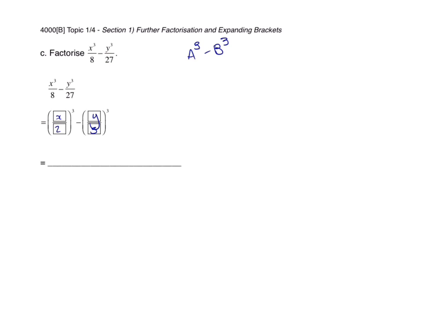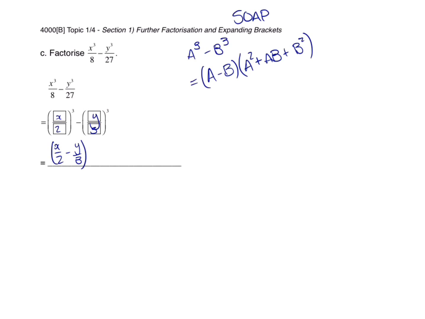And then we just do the same thing again. So this will be a minus b, because same, opposite, always positive. A squared plus ab, remember, opposite sign here, plus b squared, because our last sign is always positive. So substituting our a being x on 2 and our b being y on 3, we have x on 2 minus y on 3.